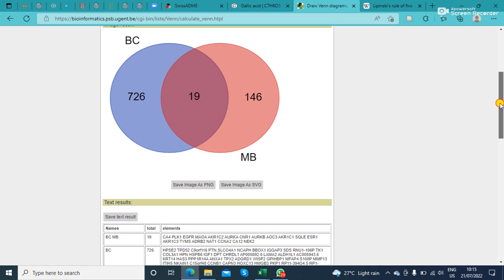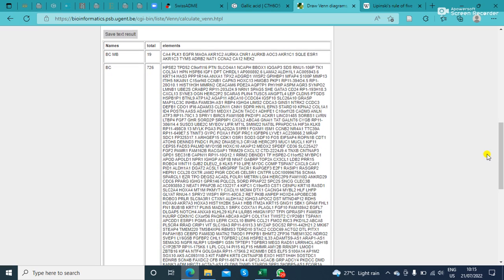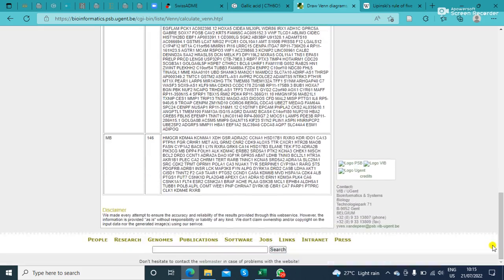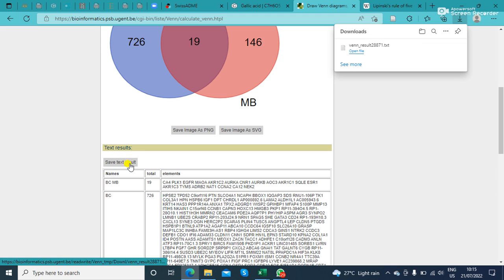So what we are doing now is the test results here. We have the test results under here. So BCMB here is showing the 19 common things. This is what we are interested in. And then if you want, you can still see the genes for each batch, BC and MB, listed there for you. So we can save these test results. We just click on save test results. We can open it.